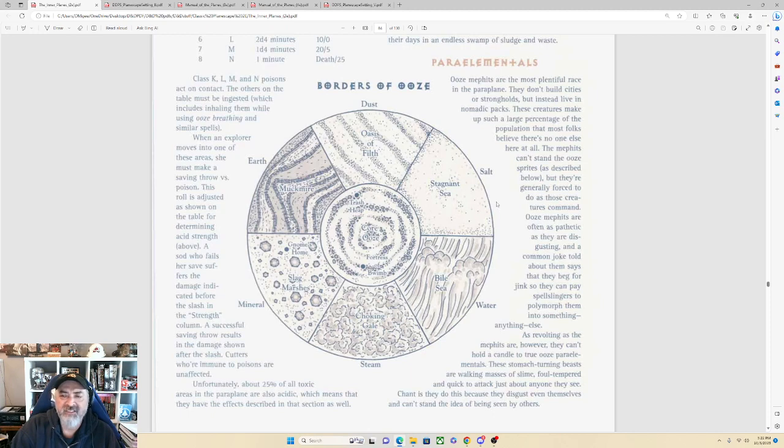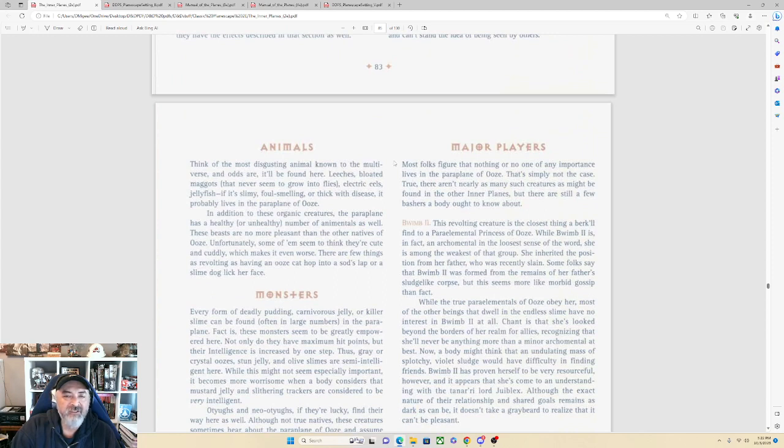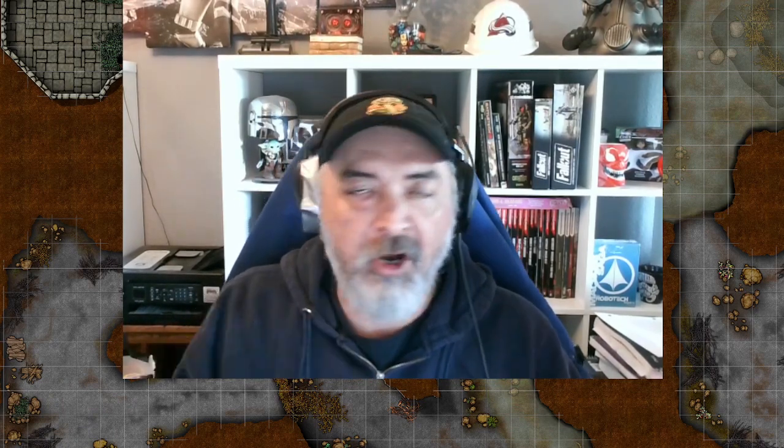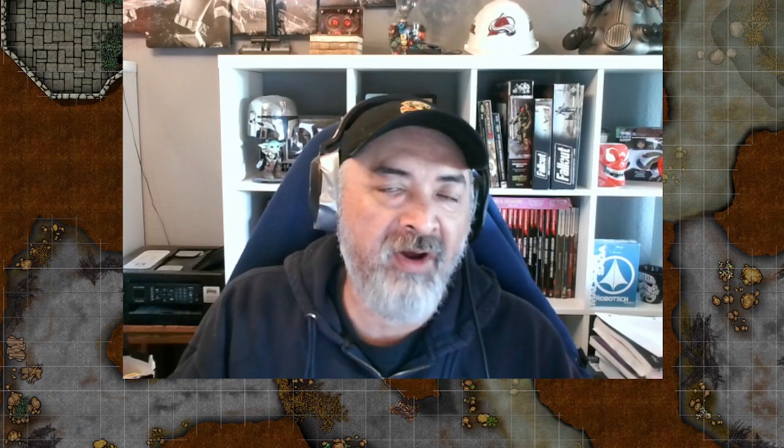There are things called slime sprites, ooze sprites, as we see below. Animals: leeches, maggots, electric eels, jellyfish. If it's slimy, foul-smelling, or thick with disease, it's probably happy in the paraplane of ooze. In addition to the organic creatures, the paraplane has a healthy or unhealthy number of animentals. These are particular creations that are native to an elemental plane, any of them. Now remember, at this point, moving forward in this series, elemental is all of them: quasi, para-elemental, prime, all of it.